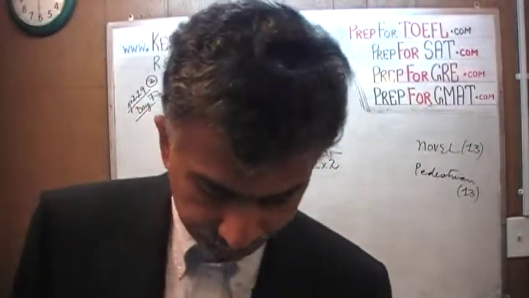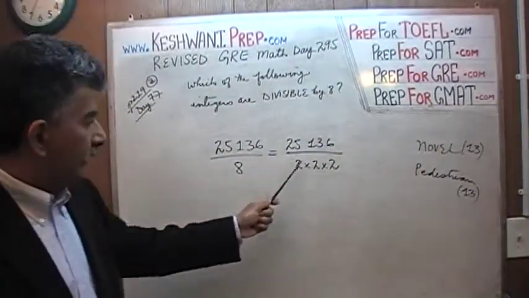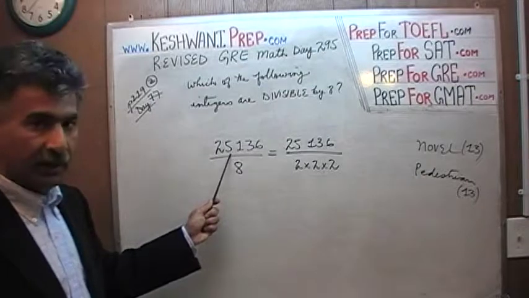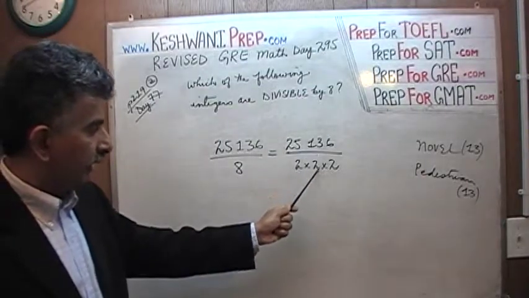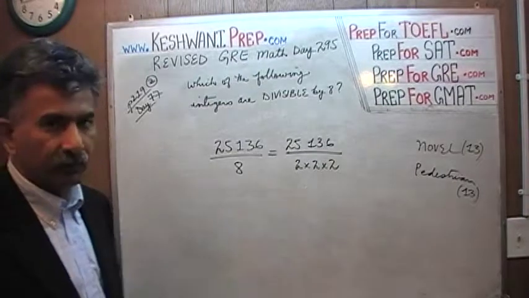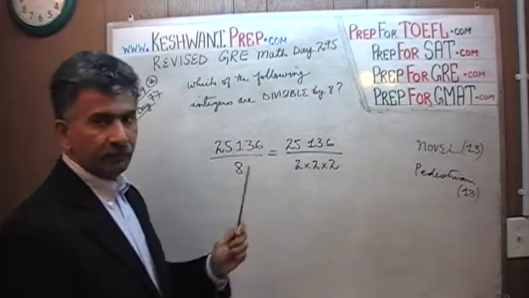So, another way is to take this number and understand that dividing anything by 8 is the same as dividing this number by 2 and taking the result and dividing again by 2 and then taking the result and dividing again by 2. It's the same thing. So let's do it this way first. So we're going to divide the top number by 2.